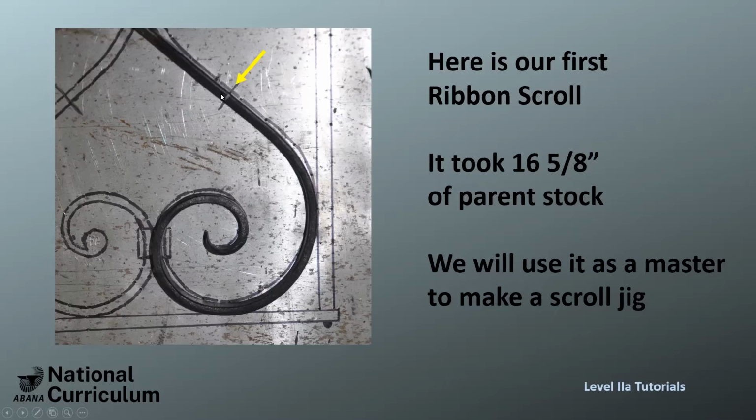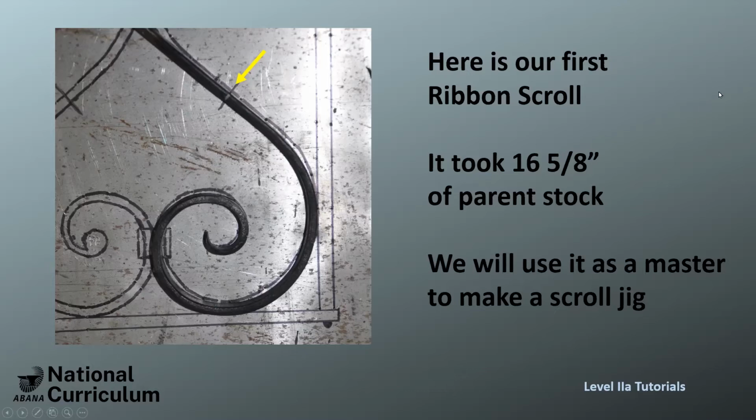So when I do the other end the same way, I know I need to cut this at 16 5/8 from this point to the end. And then if I do the same scroll on the other end, it will fit my frame. Hopefully it will. So for now, I will use this piece that I just made as a master to make a scroll jig.